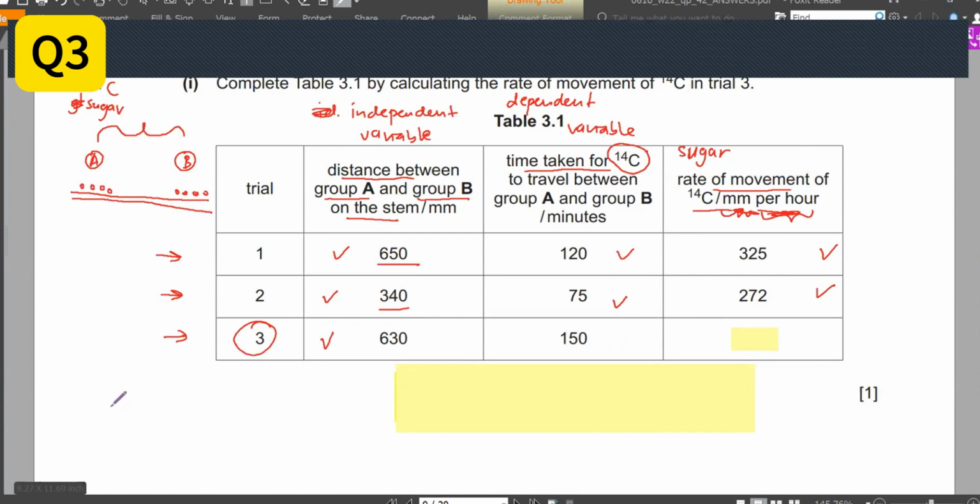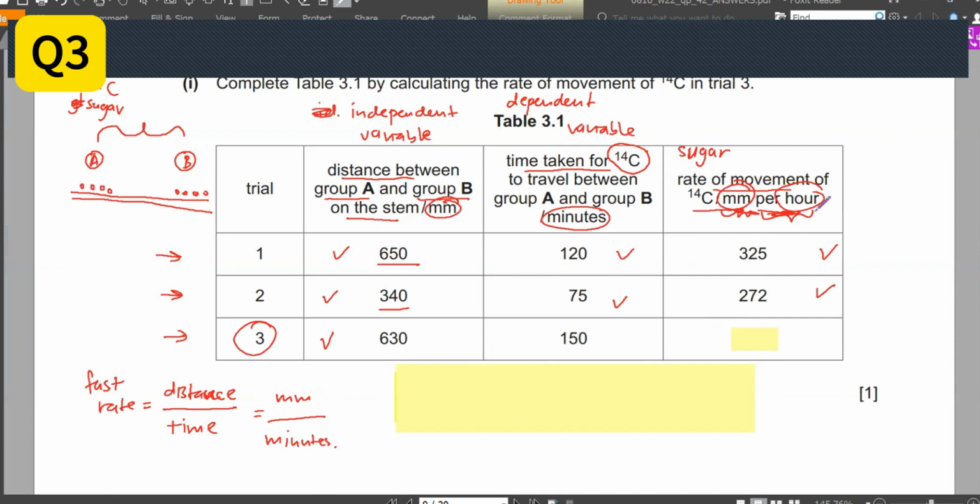The rate of movement is essentially how fast it is moving, so distance divided by time. Here we have distance in mm and time in minutes, but we need to be careful about this. Here we have mm per hour, so we need to change the minutes to hours.